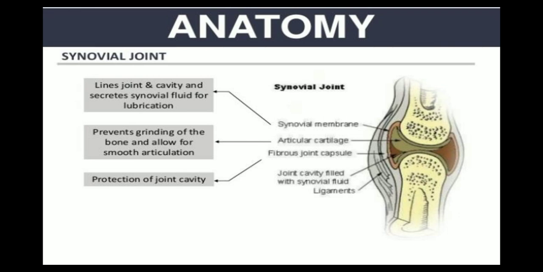That means the one bone over the other bone, the joint could not grind and it can move smoothly or articulate smoothly. So that is the main function of the synovial joint, we can say. And it also protects the joint cavity. As there is a smooth layer of synovial joint, one joint to another joint is protected due to this covering.